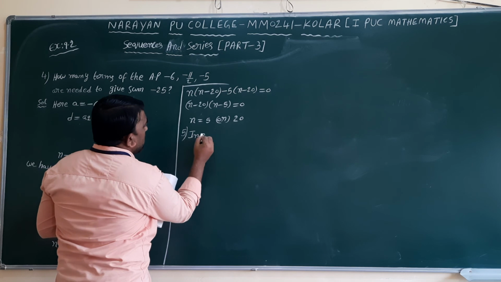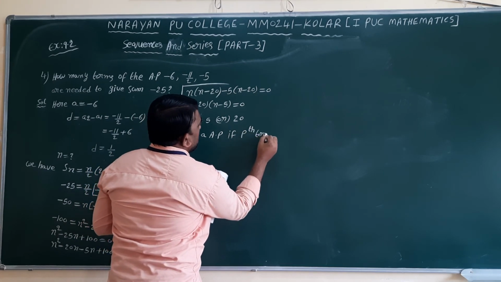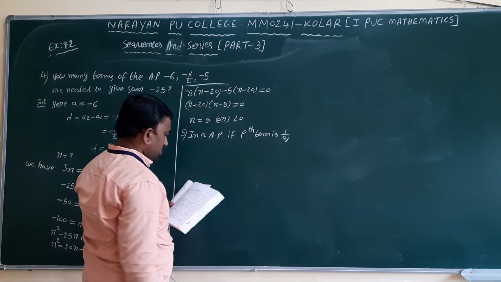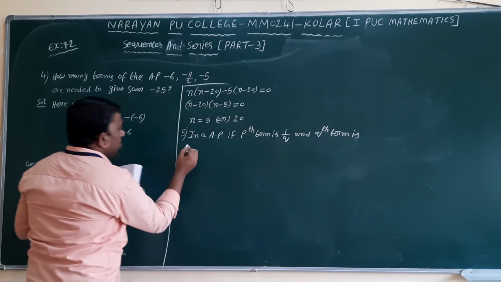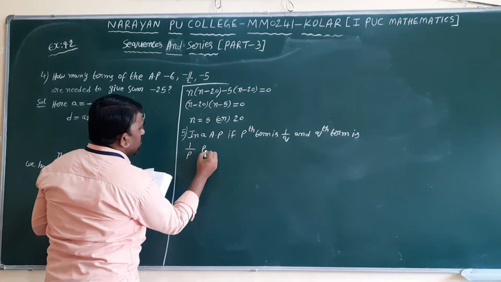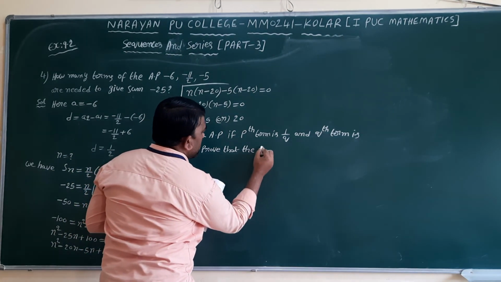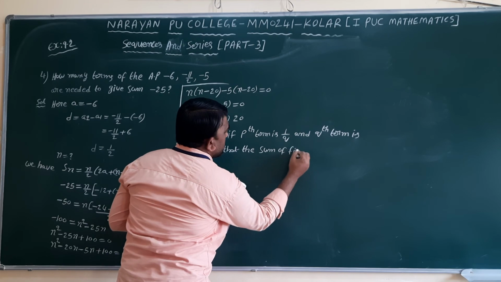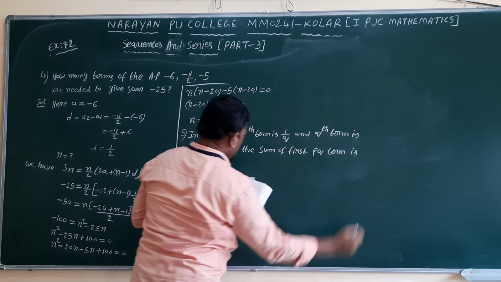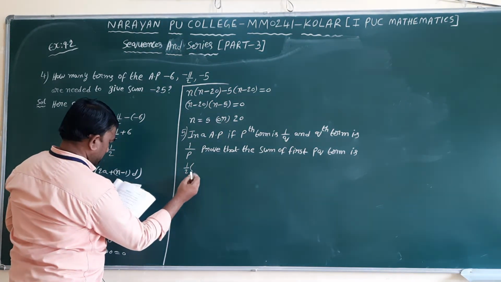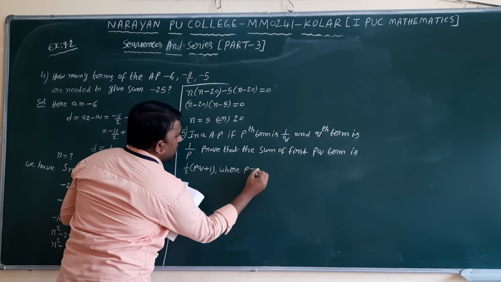In an AP, if the Pth term is 1 by Q and the Qth term is 1 by P, prove that the sum of the first PQ terms is 1 by 2 into (PQ plus 1), where P is not equal to Q.